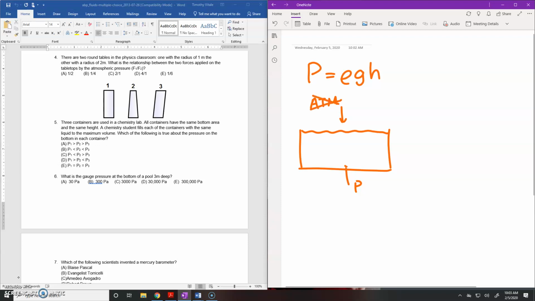Just tell me what the pressure is from that. That's why they say gauge pressure. So the way to find that is just by using this equation again. They don't tell you what the density is, but we can assume that the density of water is 1,000. That's on your equation sheet.